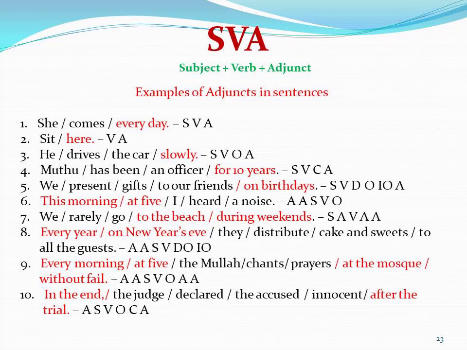Ninth one, every morning at 5, the mullah chants prayers at the mosque without fail. In this example, every morning at 5 comes in the beginning and at the mosque without fail comes in the end; both are adjuncts. Tenth one, in the end, the judge declared the accused innocent after the trial. In this example, in the end comes in the beginning and after the trial comes in the end; both are adjuncts.